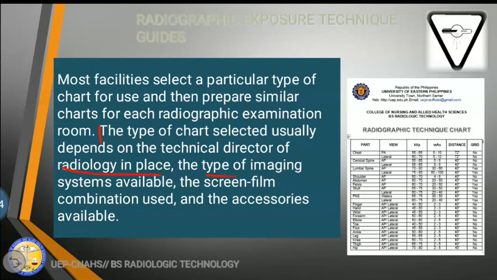The type of imaging systems available. Kung analog pa siya or digital, syempre nagva-vary din yon. Screen film combination. So, depende sa product. Like for example, Kodak and Kodak. Kodak yung film at saka Kodak yung cassette. Or let's say Konica or whatsoever. Kasi minsan, there's a variation. Pag nag-change kayo ng one type ng film, tapos hindi siya ganun ka-match doon sa cassette, so nagkakaroon ng slight na problem. And the accessories available.